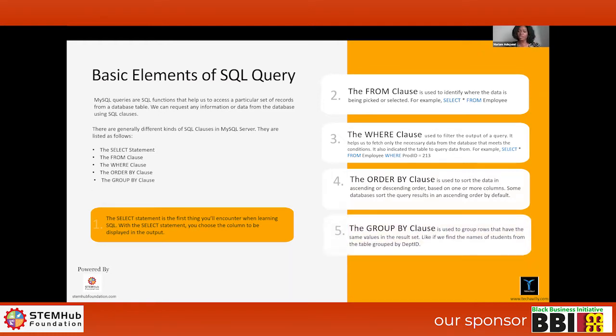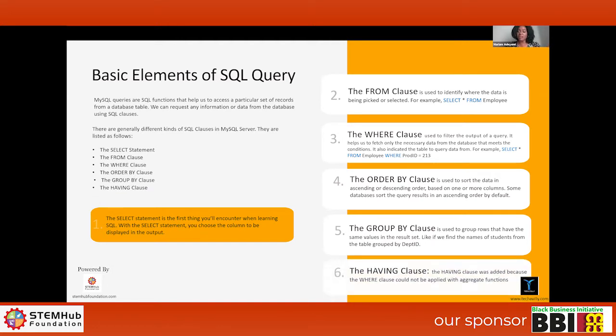And the group by is used to group rows together, rows that have similar values, to be displayed in the results. Like if you find names of students from table group by department ID, that means all the outputs would display department students based on department ID. And we have the having clause. The having clause was added because the where clause could not be applied with aggregate functions. Aggregate functions could also work like the group by function.